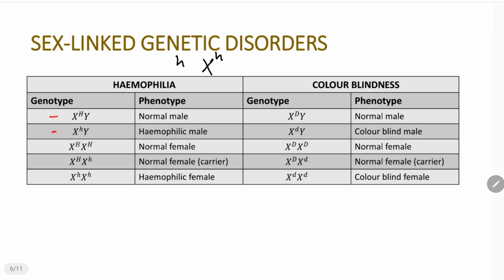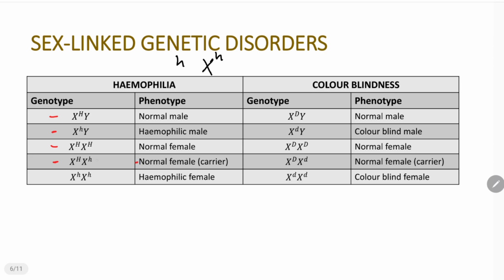Let's go to female. We may have a female that is homozygous dominant, and we know that the word homo simply tells us that the alleles that we're going to use are going to be the same. Hence, this female has got X capital letter H, X capital letter H. And since capital letter H is an allele for being normal, we're going to describe her as being normal, right? But let's go to the second female. The second female has got X capital letter H, X small letter h, and we say that this female is normal.